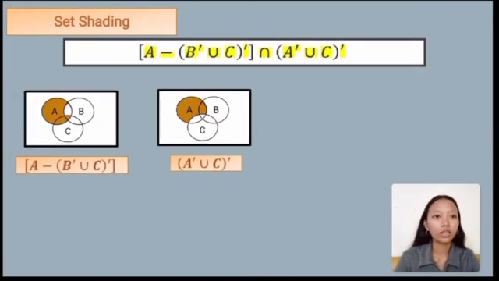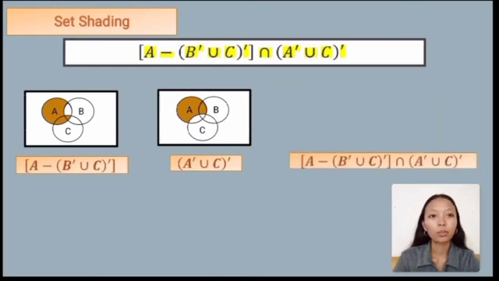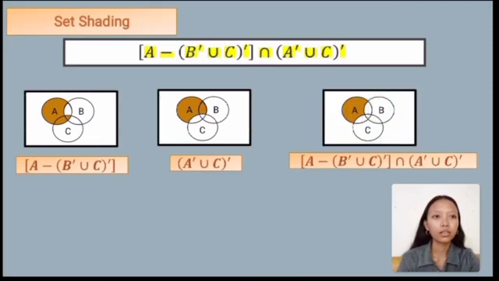And for our final answer, the open bracket A minus open parenthesis B prime union C close parenthesis prime and close bracket intersects with open parenthesis A prime union C close parenthesis prime. For this, we're going to shade the set A only. And this will be our final answer. And that would be all.